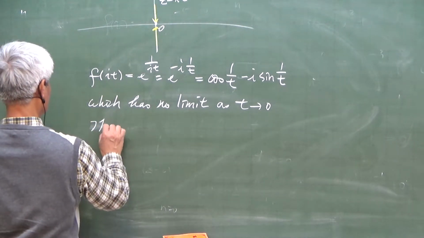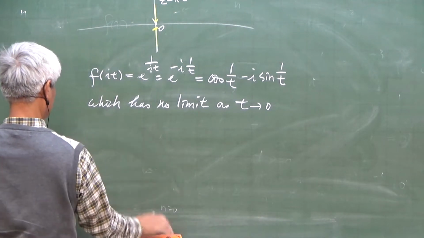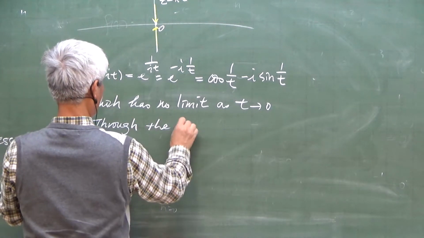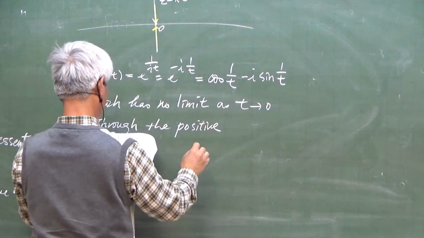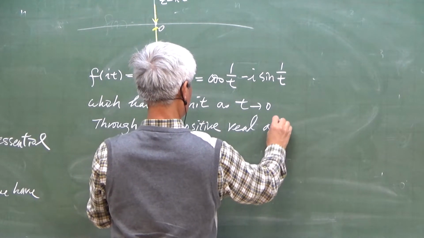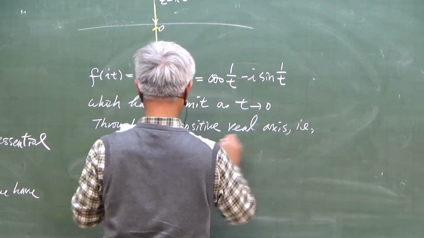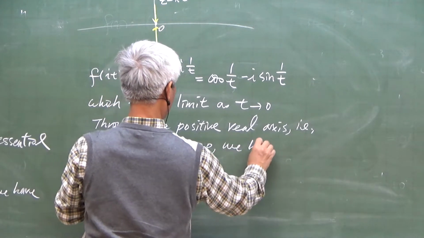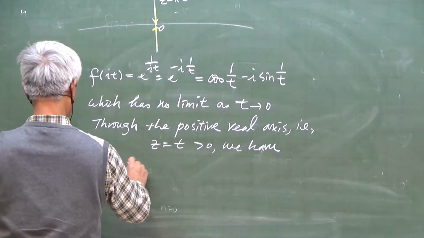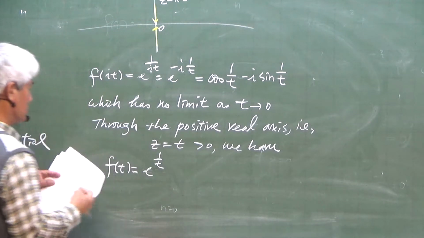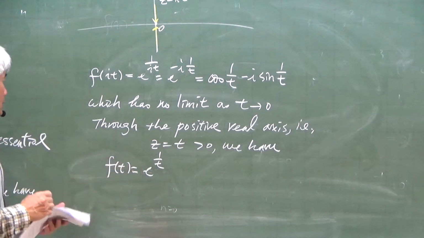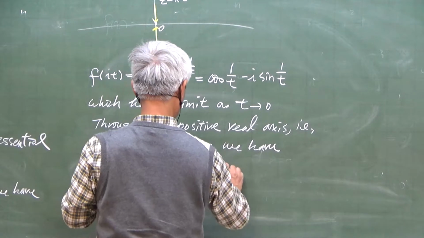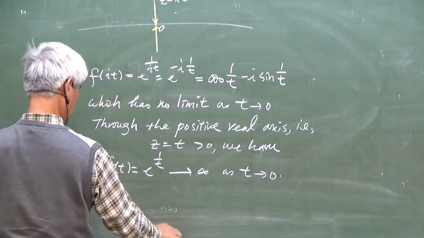Now, the positive real axis, i.e. z equal to t greater than 0, then we have f of t equal to e to the 1 over t. And as t goes to 0 from the positive side, the value goes to infinity.